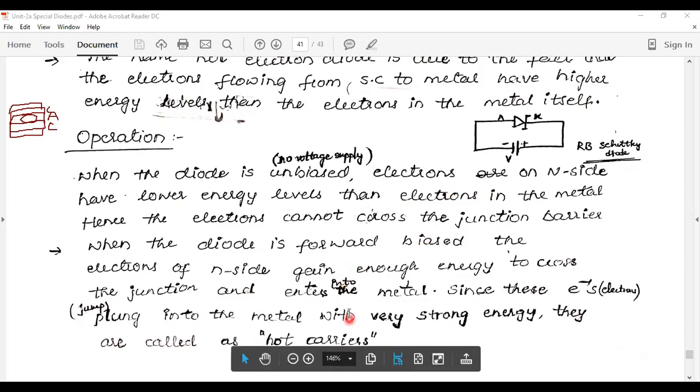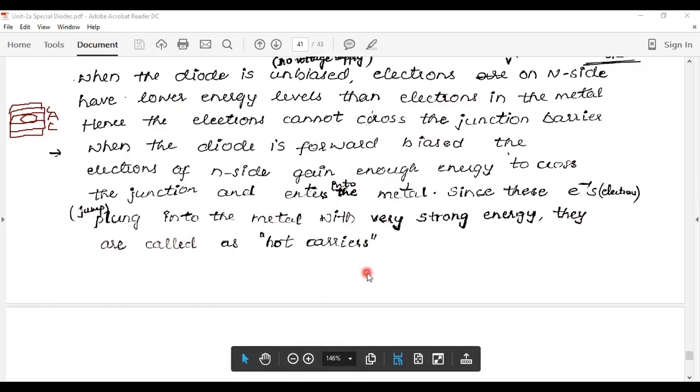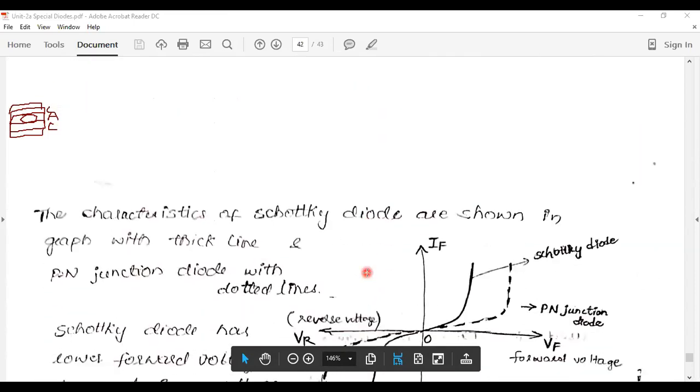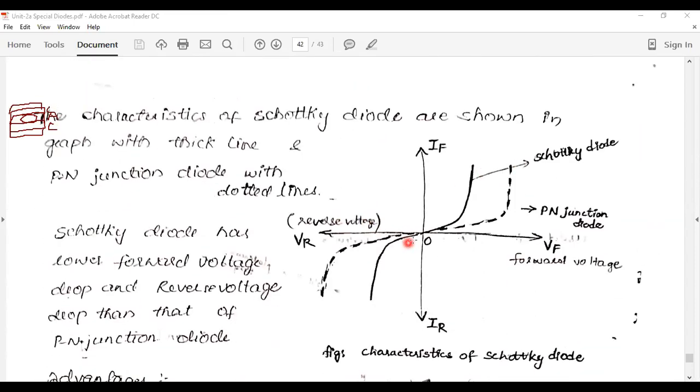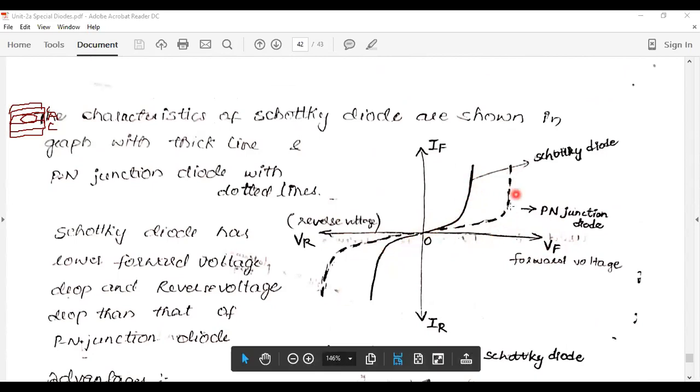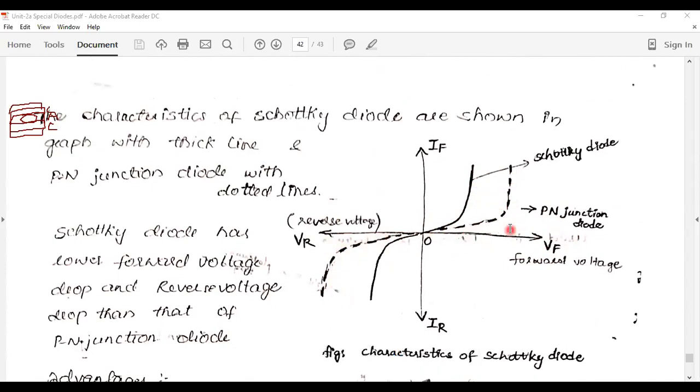The same operation we will come across in this diode also. This is the characteristics of Schottky diode shown in the figure. This is the comparison between PN junction diode as well as Schottky diode. Observe, the dotted lines indicate the PN junction diode, whereas this dark line indicates the Schottky diode.